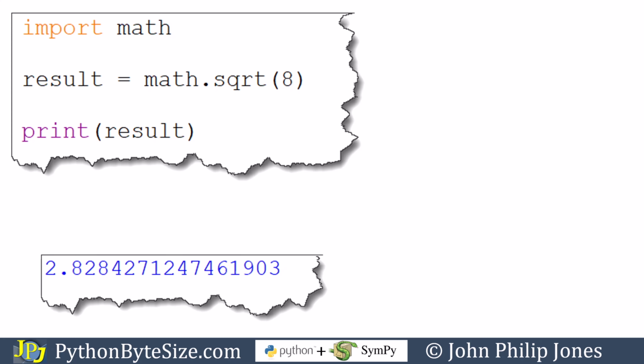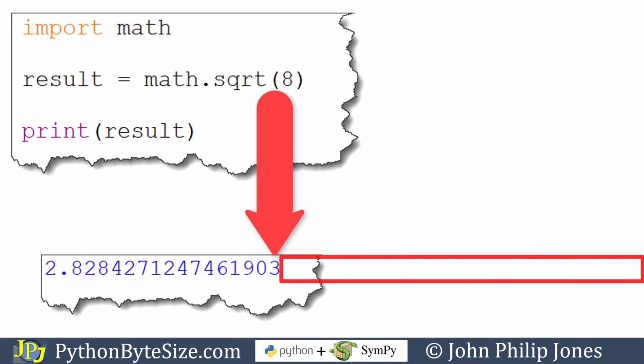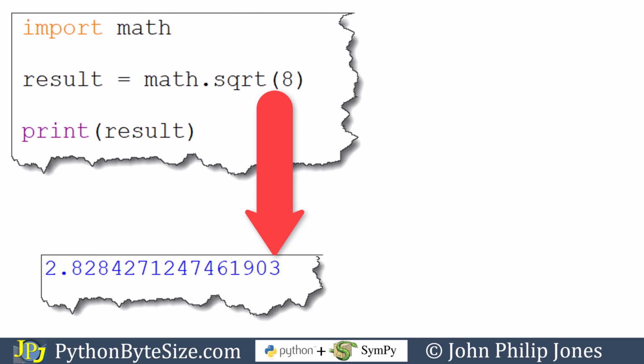But you can see it stops at this place here, at 3. Now, in reality, if I was to calculate this more accurately, there would be more decimal places appearing here. And the question is, how many more decimal places? Well, the answer is lots and lots.